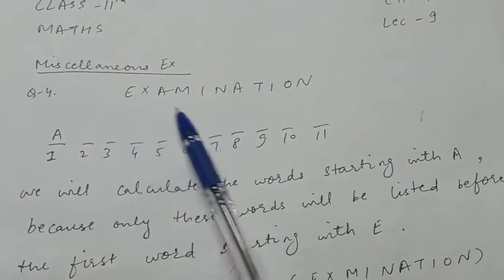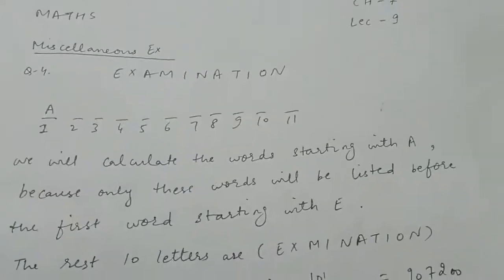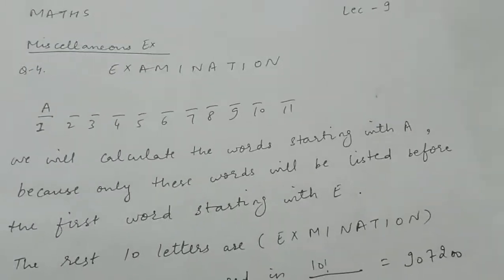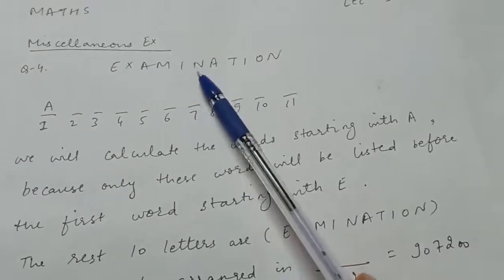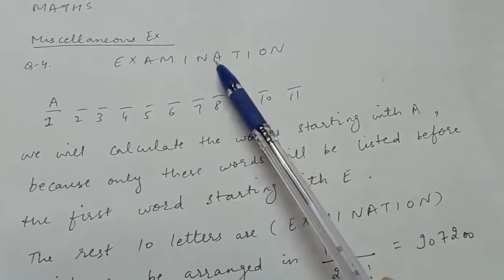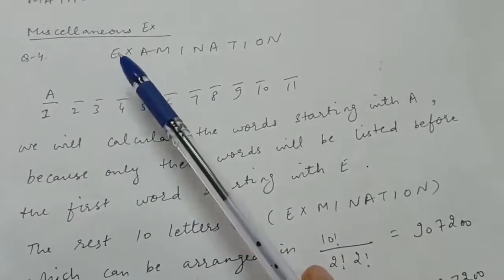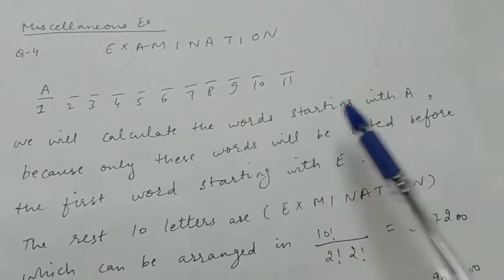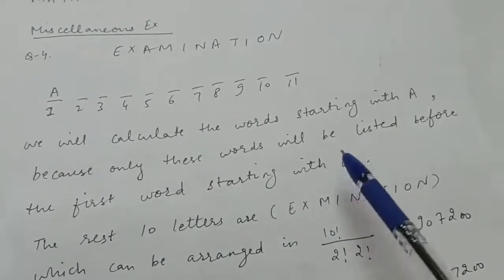So see, according to the letters in this word EXAMINATION, A is there. So we have to list the words starting with A, right? After that, B is not in this word. The letter C is also not in this word. The letter D is also not in this word. Therefore, after listing the words starting with A, the first word with letter E will come, right? Therefore, we will just calculate the words starting with A because only these words will be listed before the first word starting with E, right?